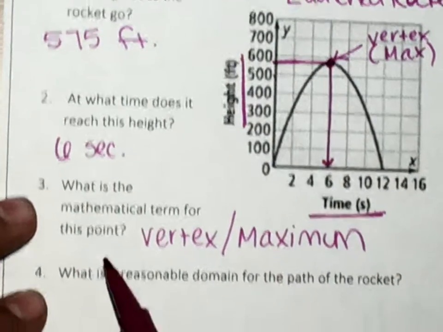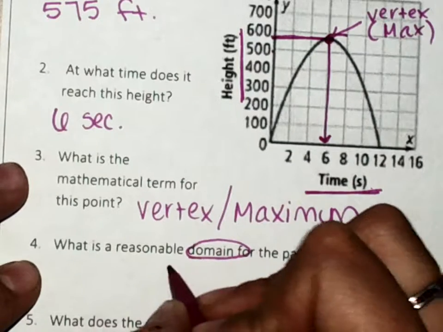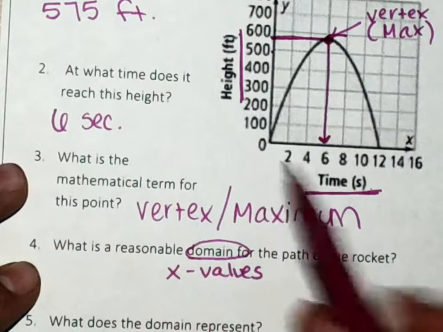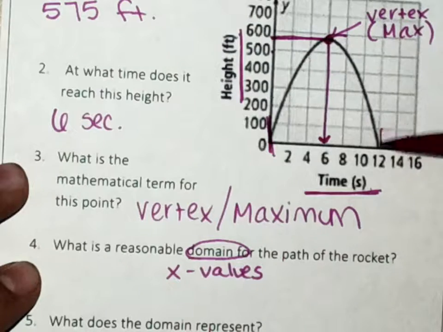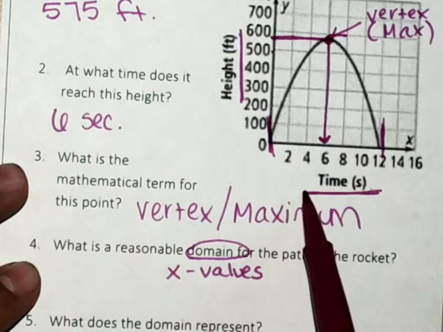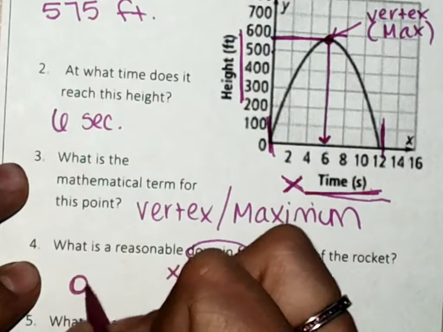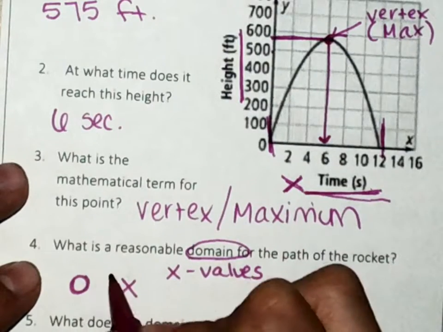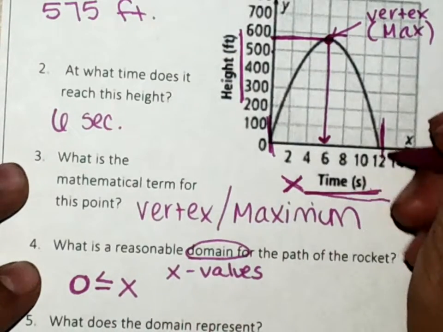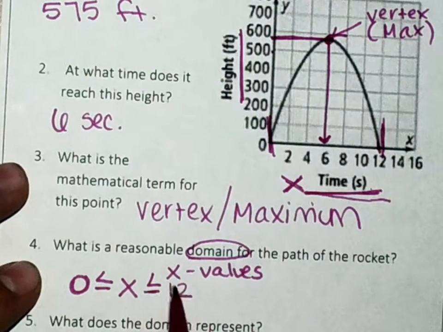My fourth question asks me, what is a reasonable domain for the graph of this rocket? Remember, domain refers to x values. You learned this in 8th and 9th grade. So I want to look from the leftmost side of the graph to the rightmost side of the graph. Well, I know that we start at 0, and this is going to be seconds because we're talking about the domain, which is the x values. So 0 seconds, which means x can be equal to 0 or greater than 0. But I also know that the graph stops at 12. So that means x is less than or equal to 12.